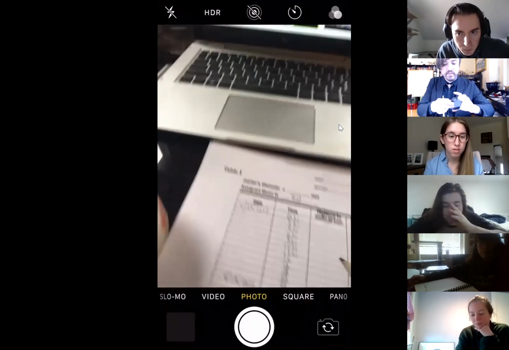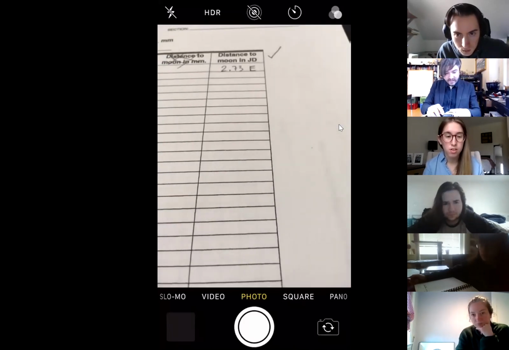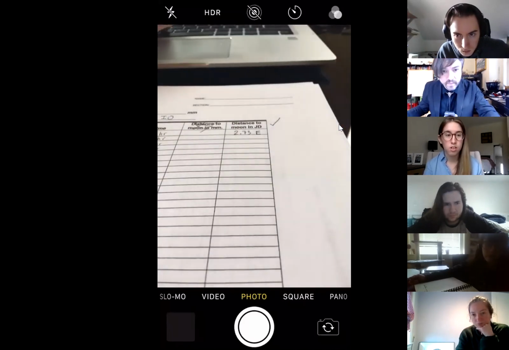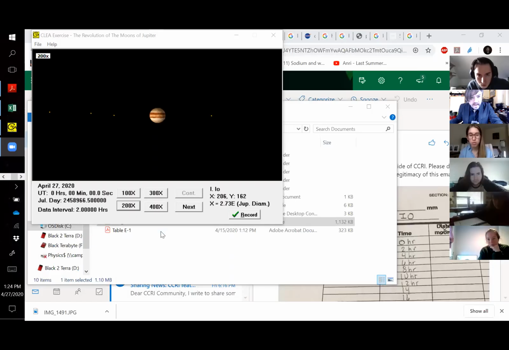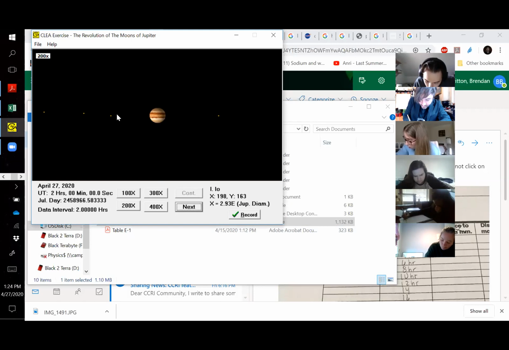Okay, let's take some more measurements. Let's see if we can quickly fill up this page so that it doesn't take us all day. Let me know if I'm going too fast for you. I'm going to hit next, and when I go to my next time step, you'll notice the moons have shifted position. Let's see if we can find Io again. 2.93 east. Record that for your next value. That's at 2 hours.